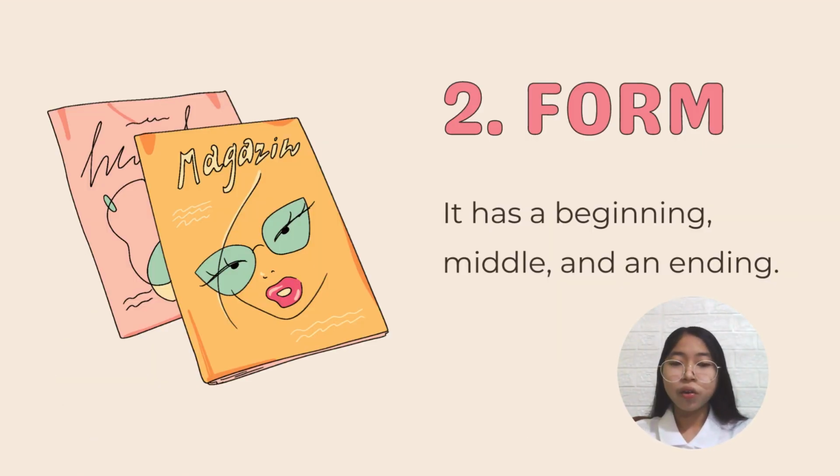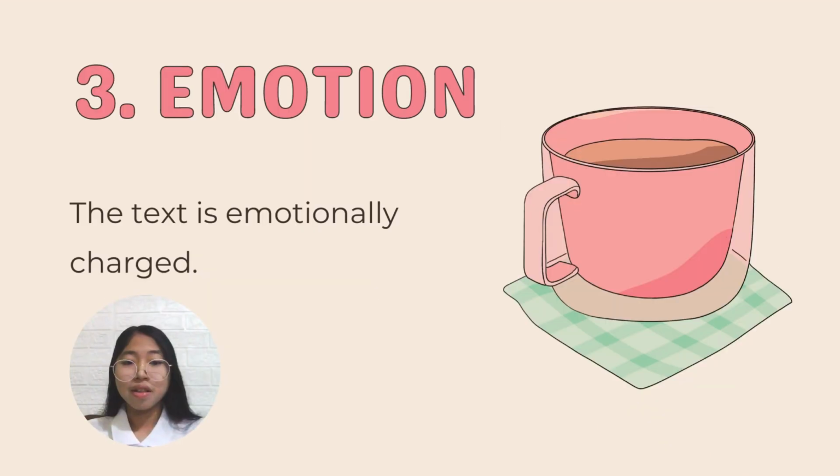Next, form. Creative writing has a beginning, a middle, and an ending. The beginning draws readers in, and the ending is satisfying. This holds true for fiction, personal essays, autobiographies, and stories for children. The next characteristic of creative writing is emotion. This means that the text is emotionally charged and the reader cares what happens to the protagonist. This means that we either cry or laugh or are scared or feel something through that writing.